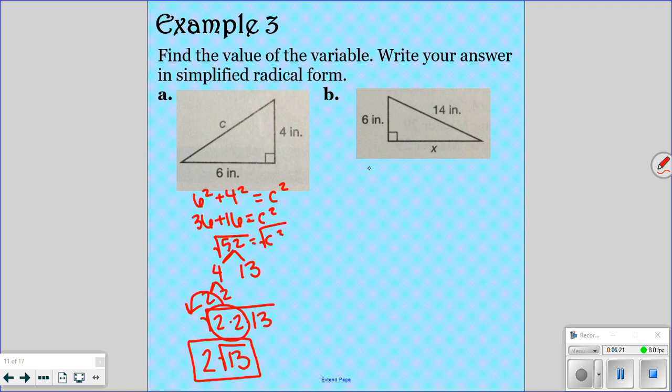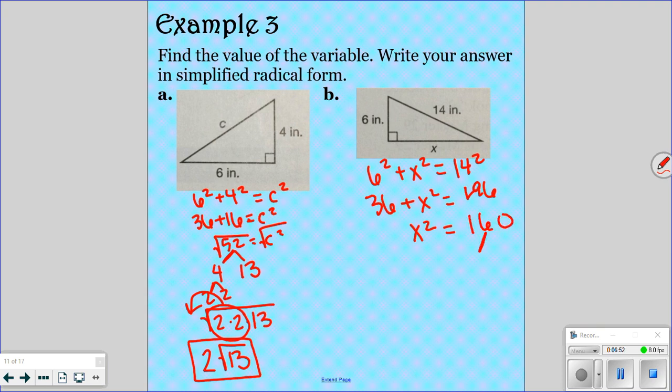So we're going to do 6 squared plus x squared equals 14 squared from the Pythagorean theorem. So 6 squared is 36. And then 14 squared is 196. And so if you subtract, x squared is going to equal 160.